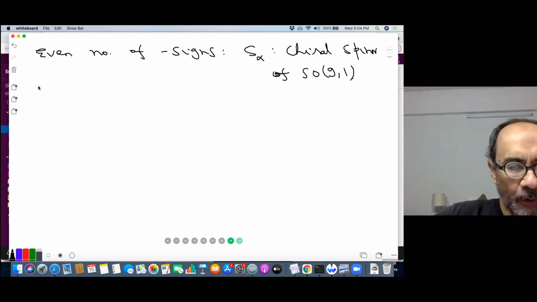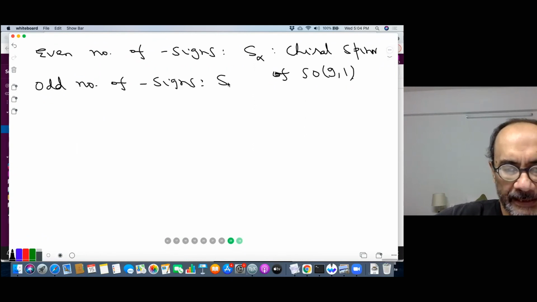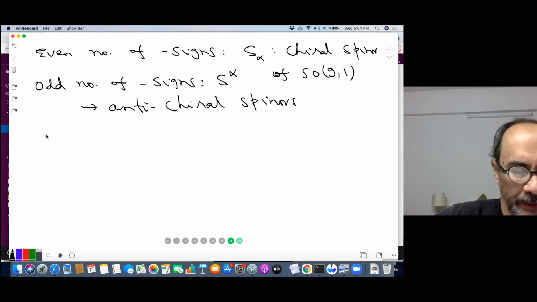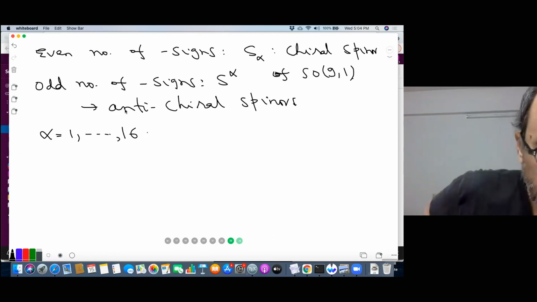And the odd number of minus signs, I'll denote them by S alpha with an upper index. These describe antichiral spinors. And alpha, of course, runs from 1 to 16, because you have 32 to begin with, but now I have divided it into 16 and 16.